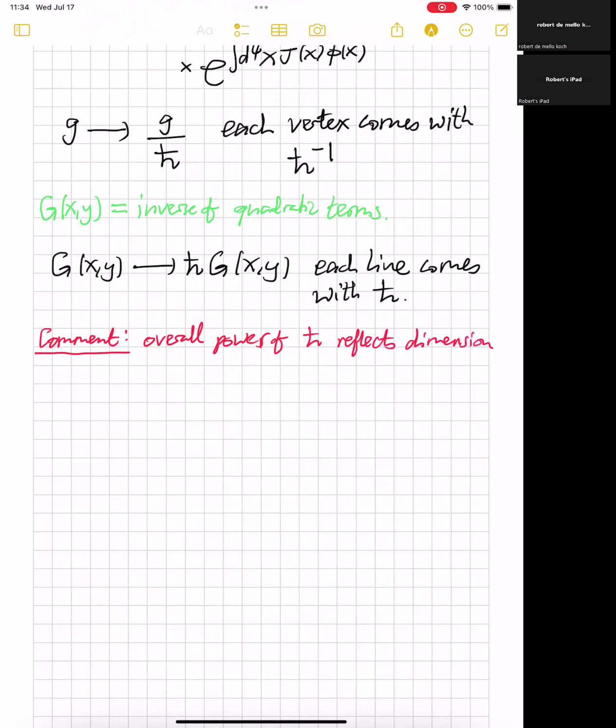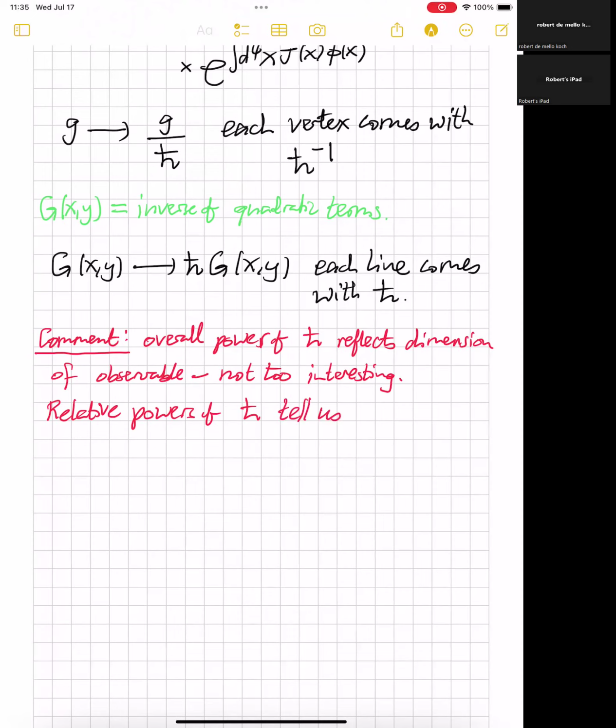It's being determined entirely by dimensional analysis. What is much more interesting is relative powers of h bar. So the relative powers of h bar tell us whether something is a quantum correction. So it's the relative powers of h bar that are the most interesting.